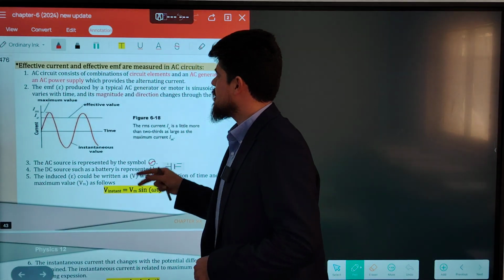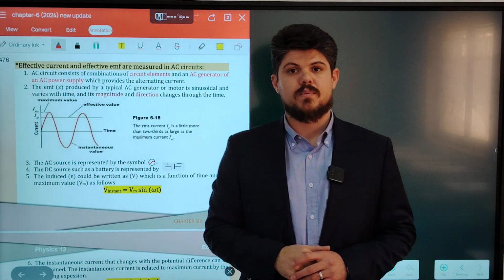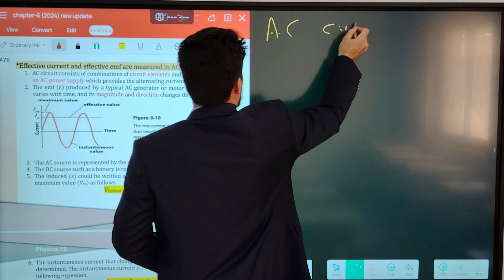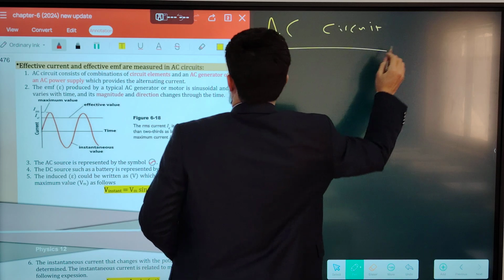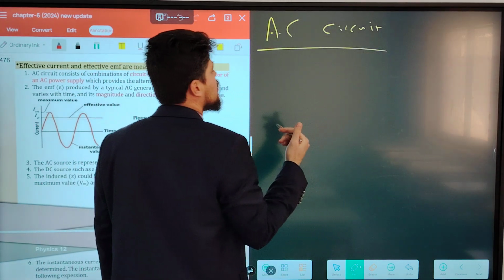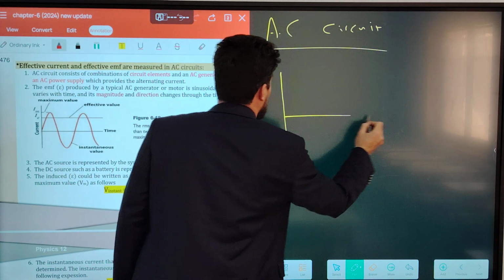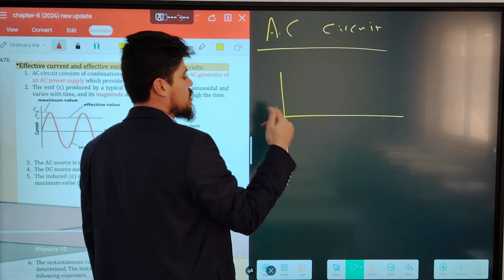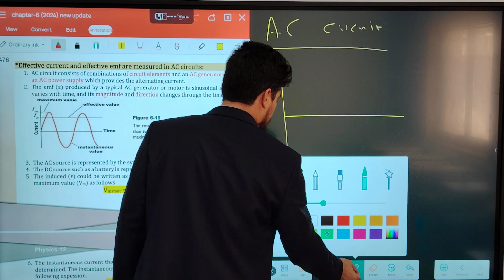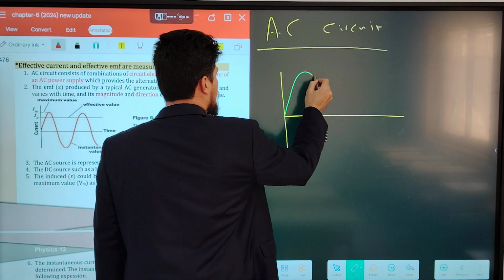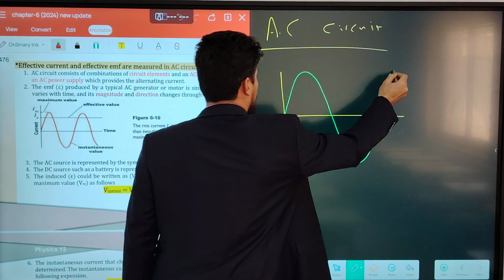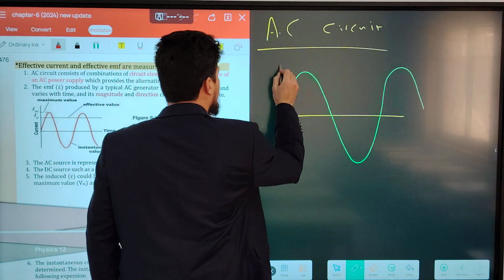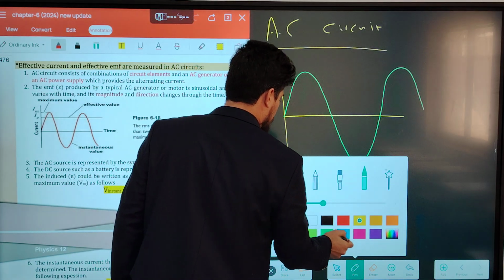Effective current and effective potential difference are measured in an AC circuit, like in the generator. What do you mean by AC or alternating current? It means that the magnitude and direction of the current change continuously, from 0 to the maximum, to 0, to maximum. In an AC generator, the magnitude and direction of the current change continuously.